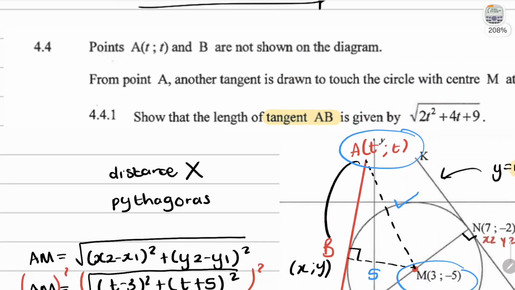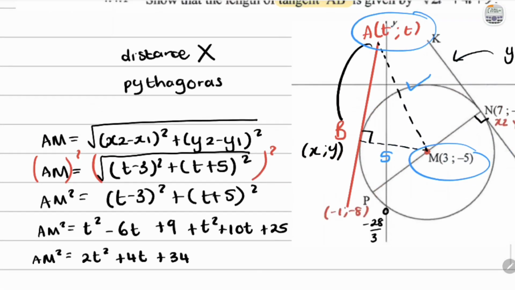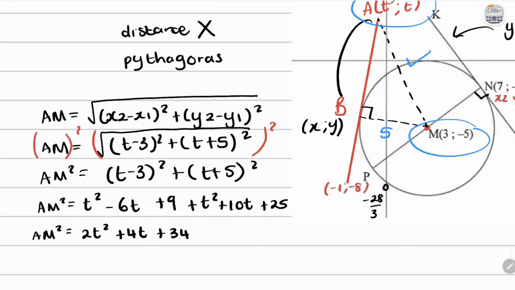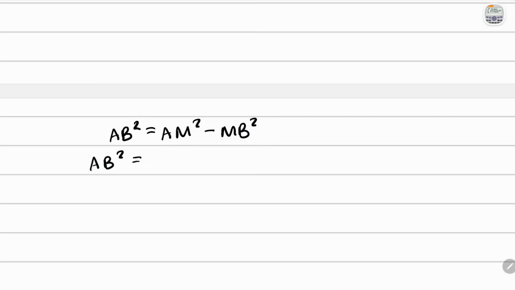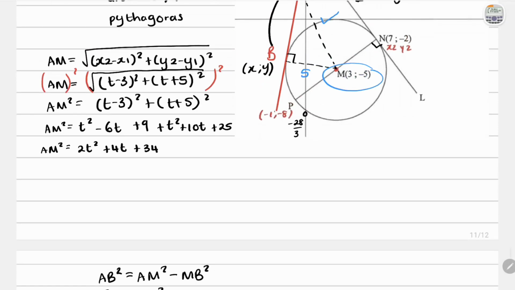Okay, not bad. We can actually work with that now. So remember, to find AB, we're saying AB squared is equal to AM squared minus BM squared. So let's just substitute. AB squared is what we're looking for. So we leave it as AB squared is equal to, but with AM squared, we already found AM squared. It is 2t squared plus 4t plus 34. And then minus MB squared.